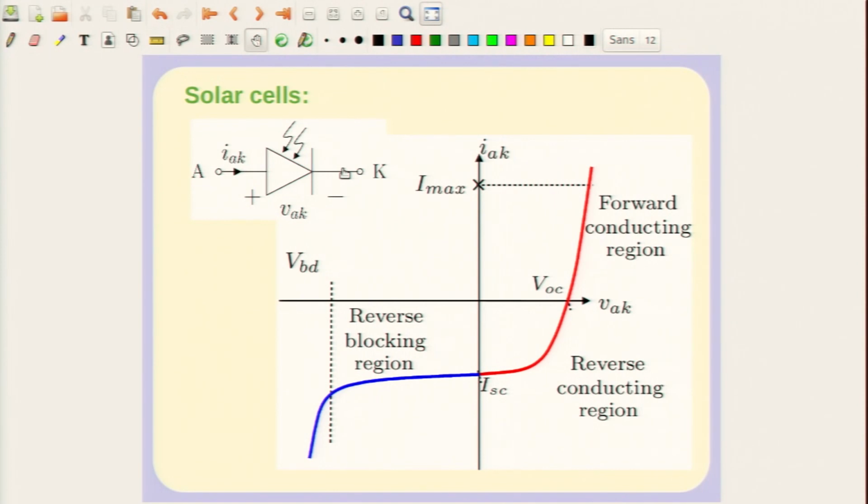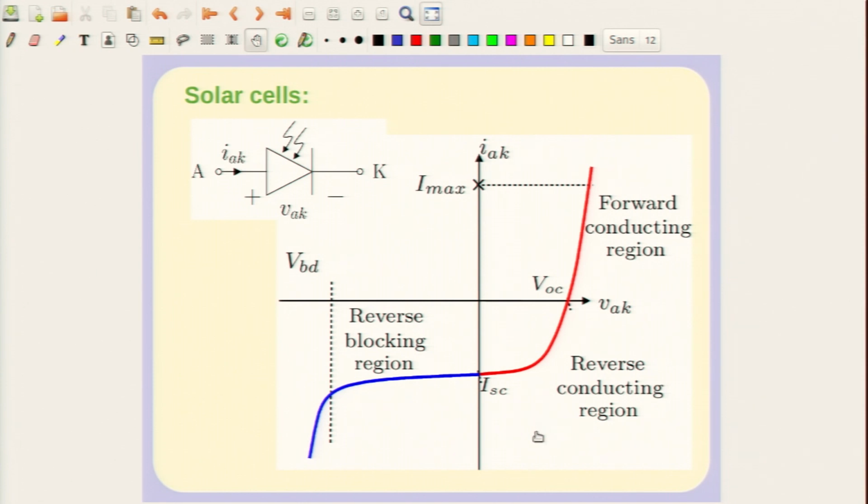So, this is regarding a diode. Just as a brief aside, in case you have a solar cell, if you have light falling on the solar cell, you will find that the VI characteristics of the cell get profoundly modified. When light falls on the diode, its characteristic goes into the fourth quadrant here.